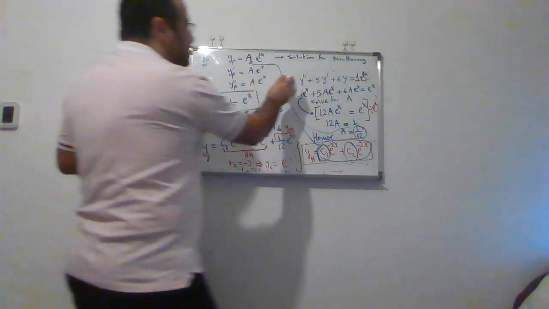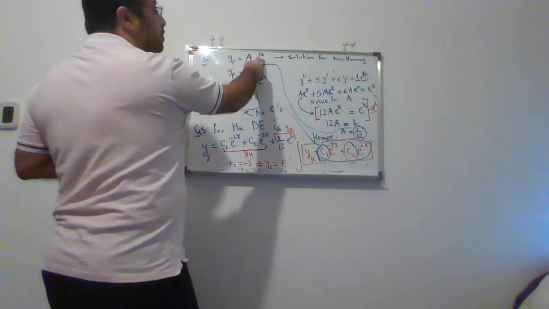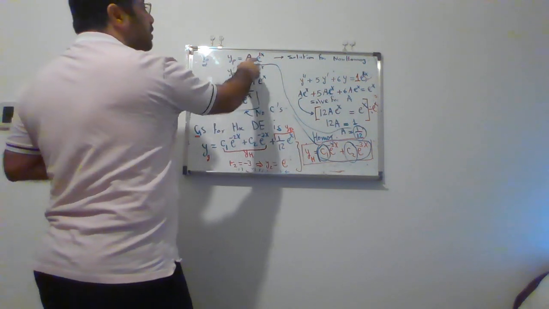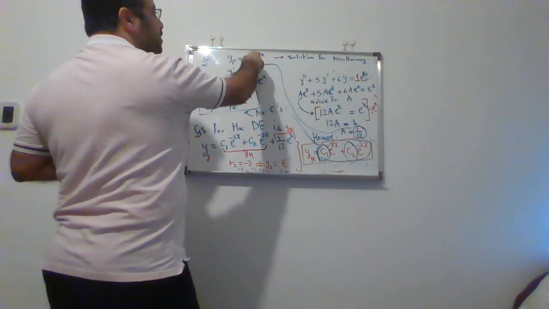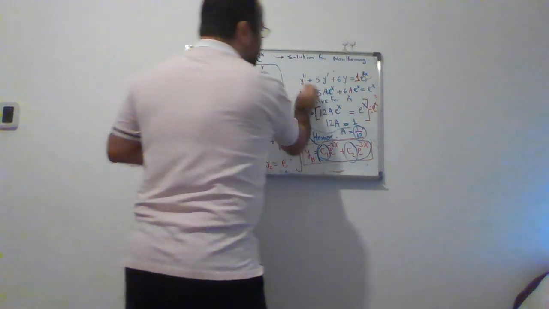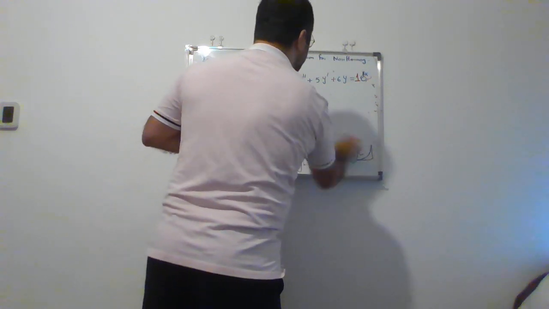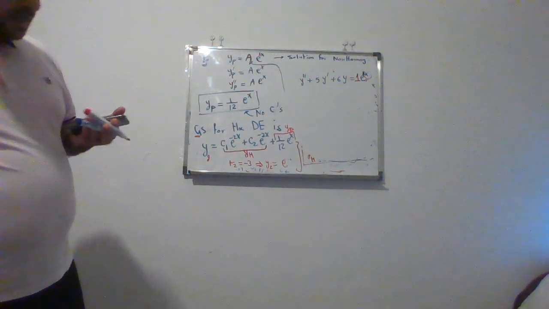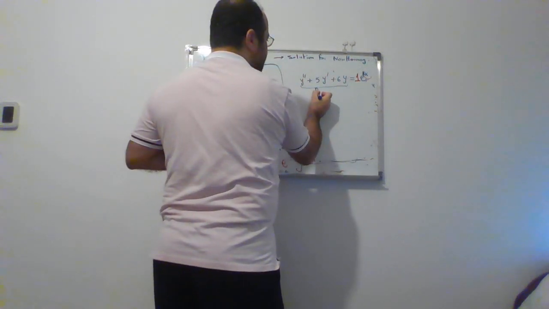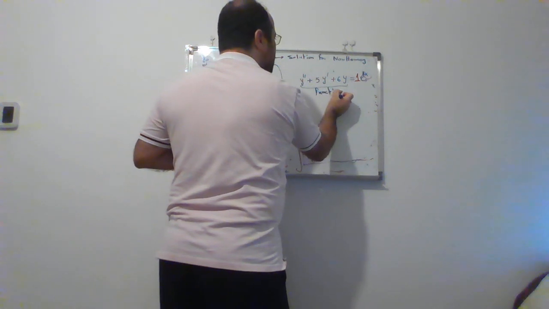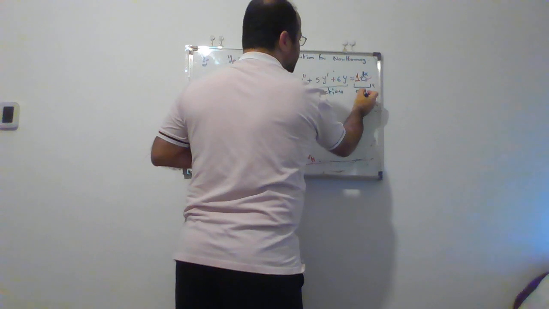Now the question is, how do you choose your y particular? How do you know that your y particular should be an unknown constant times an exponential with the same power? The idea is very simple. Just imagine that this thing is a machine or a function. So this is a kind of function. Now let me show you what is going on. This is the output.